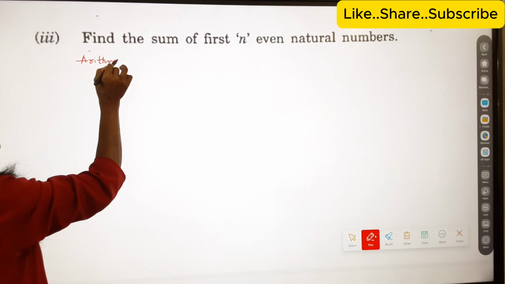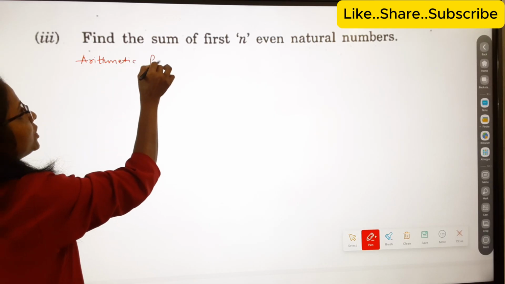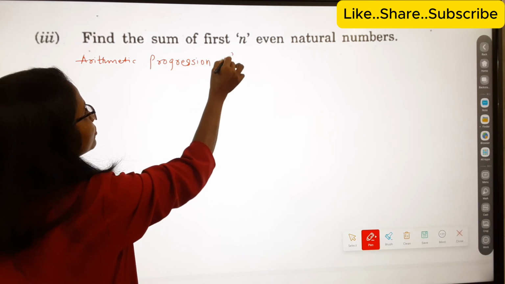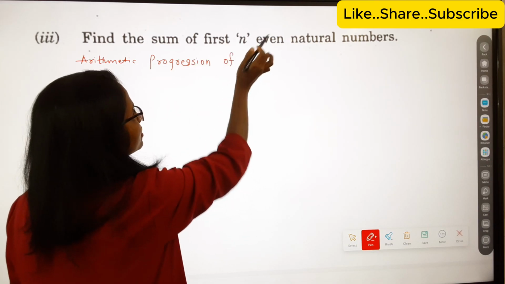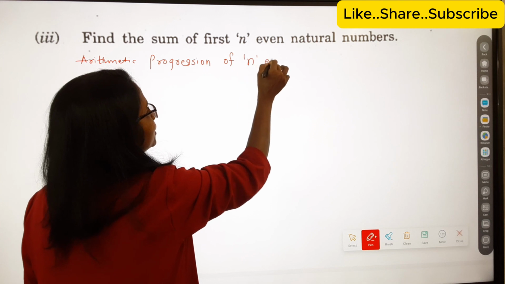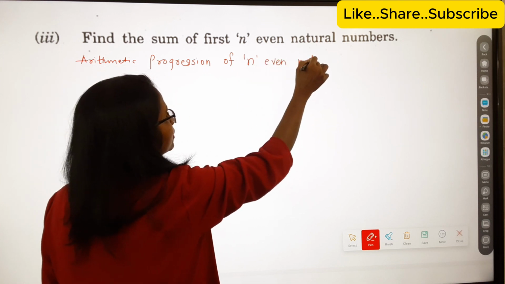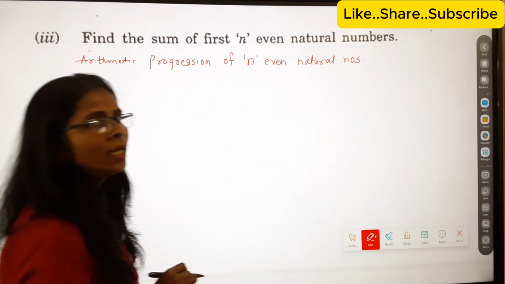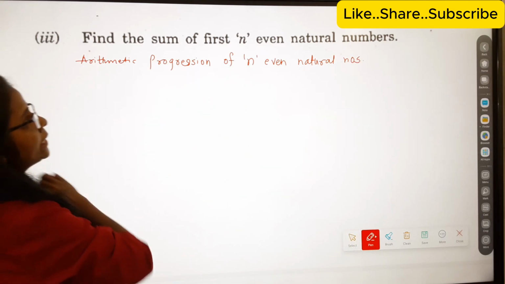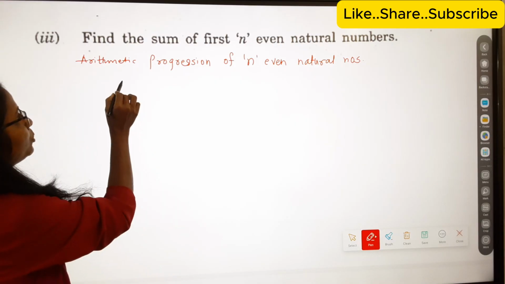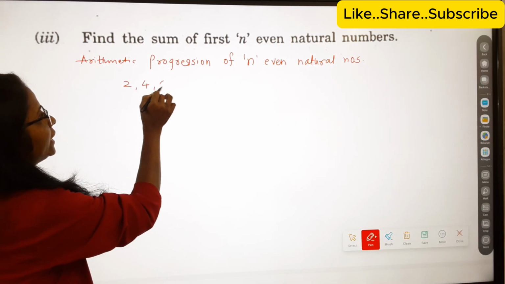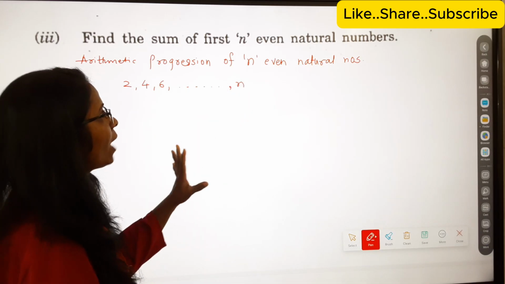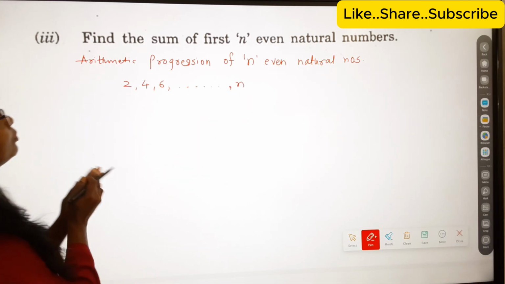Arithmetic progression of even natural numbers. The even natural numbers start from 2, then 4, then 6, and so on up to n. So now, students, we have to find the sum.